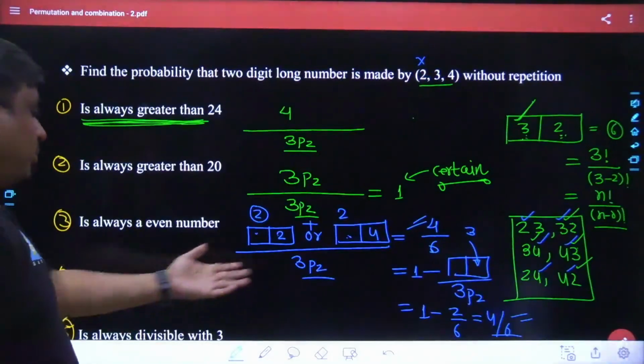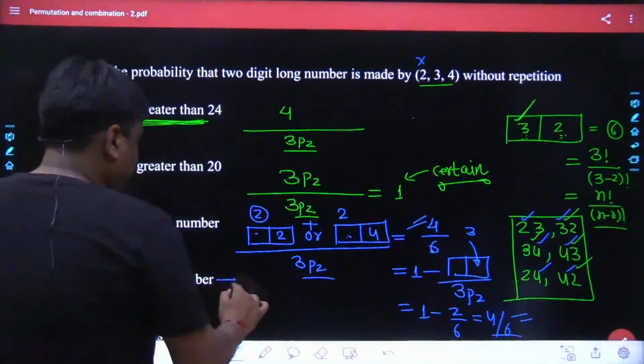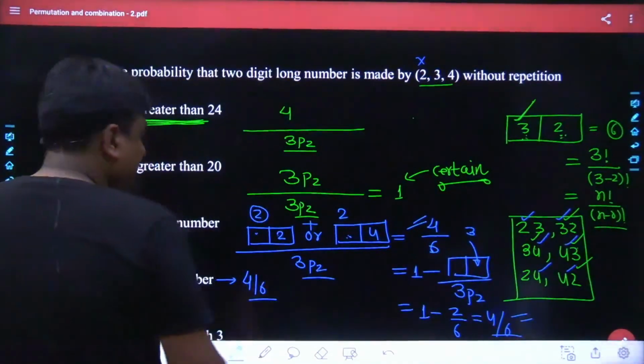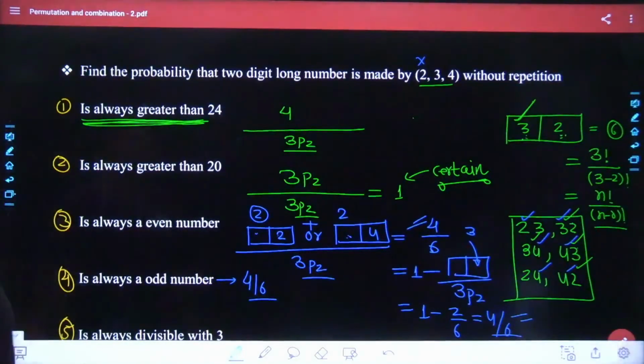The fourth question, probably this question is already been knocked off. The probability that the number is being odd, so simply is gonna be 4 divided by 6.